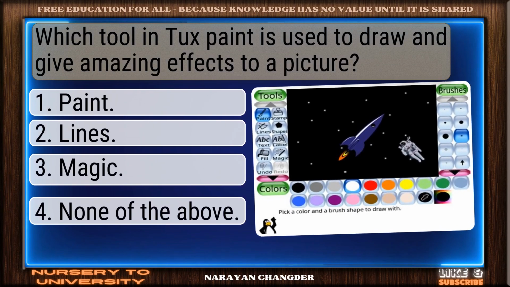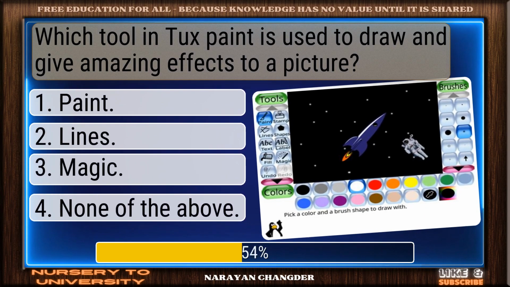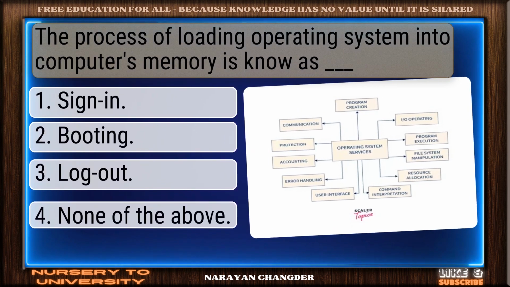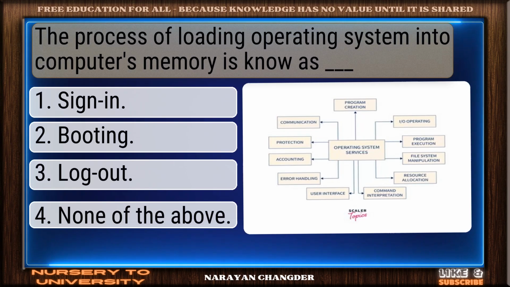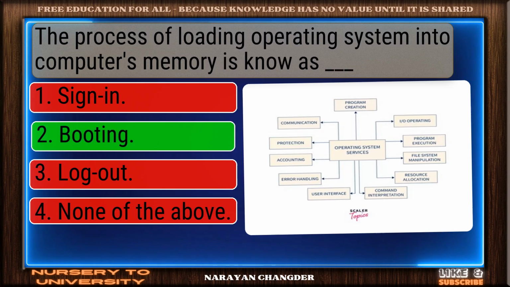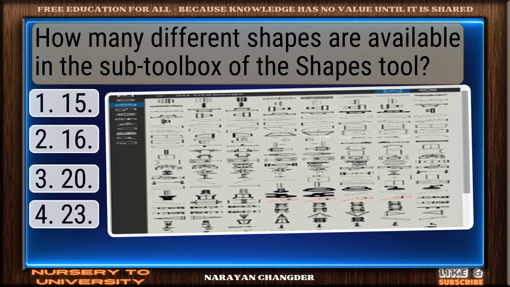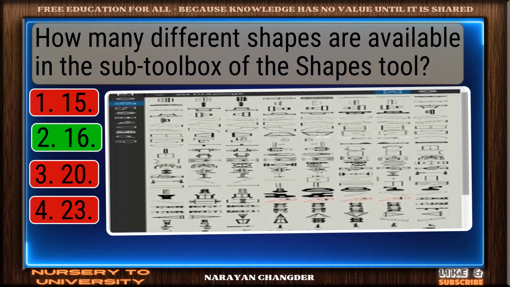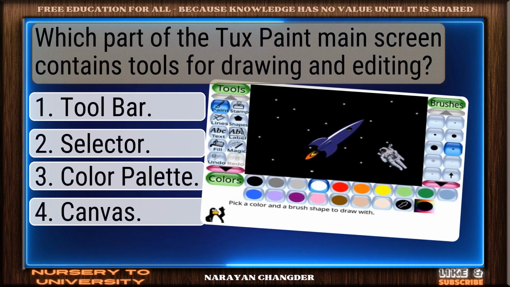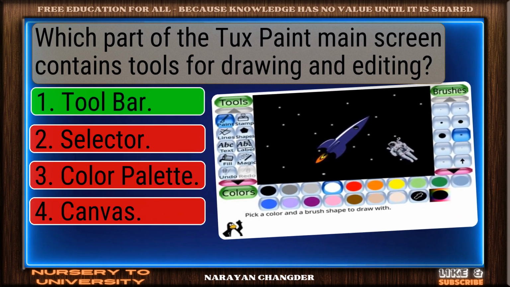Which tool in Tux Paint is used to draw and give amazing effects to a picture? Great job. Magic is accurate. The process of loading the operating system into the computer's memory is known as dash. You got it. Booting fits. How many different shapes are available in the sub-toolbox of the Shapes tool? Exactly, 16 makes sense. Which part of the Tux Paint main screen contains tools for drawing and editing? Nicely done. Toolbar is solid.